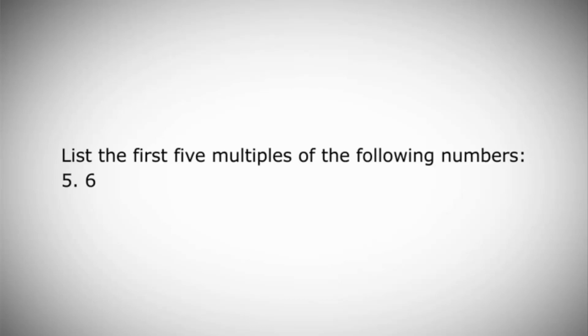Now let's go ahead and take a look at example number 5. This question asks us to list the first 5 multiples of the following numbers. Number 5 gives us the number 6. In order to generate the first 5 multiples of the number 6, what we want to do is multiply 6 by every integer starting with 1.